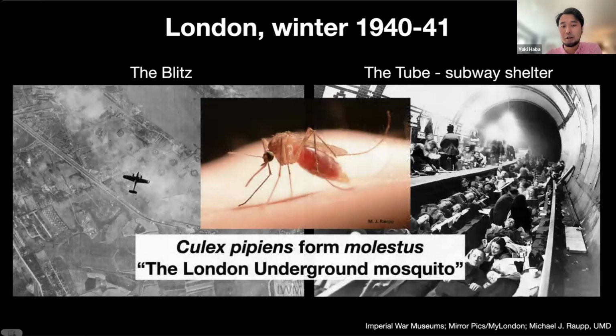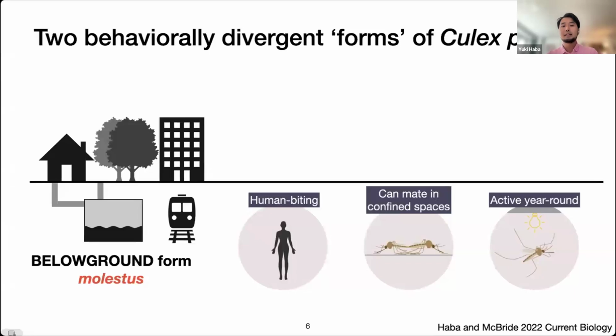The name of the mosquito is Culex pipiens form molestus, also known as the London Underground mosquito. And this little creature is indeed the main character of my presentation today. Scientists have studied the populations and found that there are two behaviorally divergent forms within the Culex pipiens mosquito. These pesky biters found in the London Underground voraciously attacked humans, could mate in confined spaces, and were active year-round.